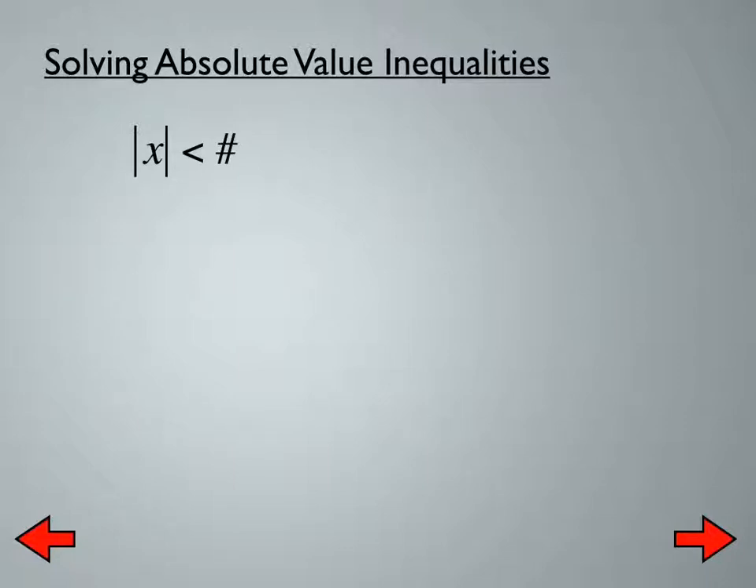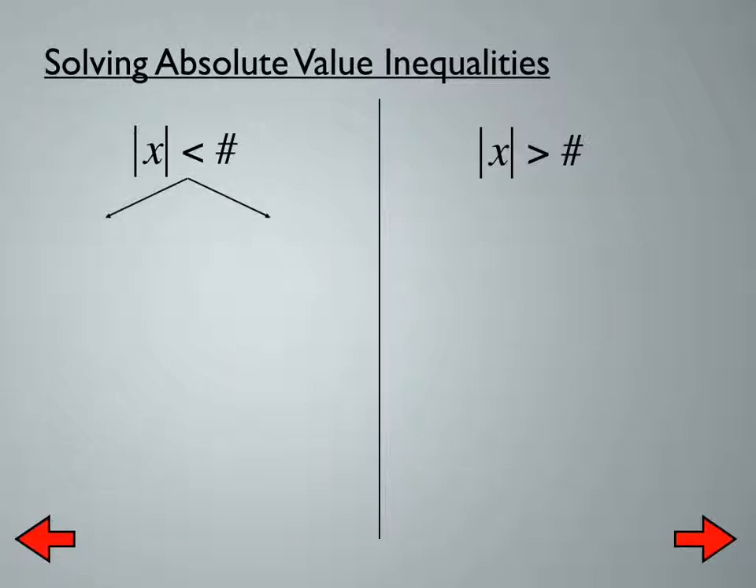Absolute value of x is less than any number. Absolute value of x is greater than any number. This basically narrows it down to the two types of problems that we're going to talk about today. When we have an absolute value of some variable, or something with a variable in it, less than any number, we're going to split that into two inequalities, much like we did with equations. One of them is x is less than whatever that number is, and the other one is x is greater than the opposite of that number.